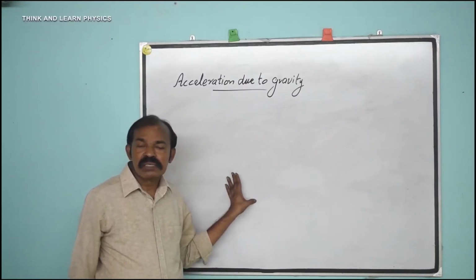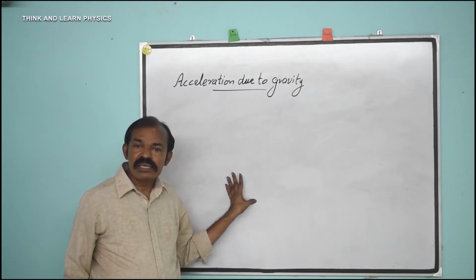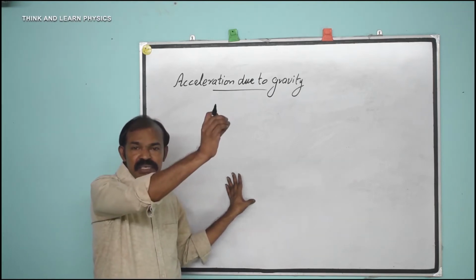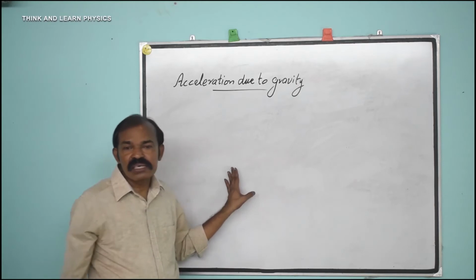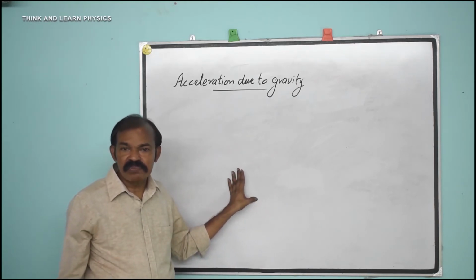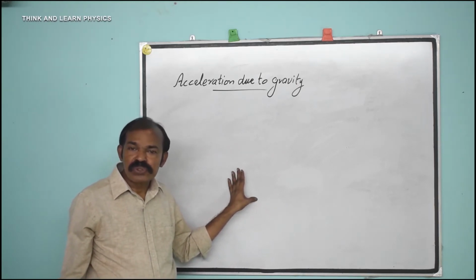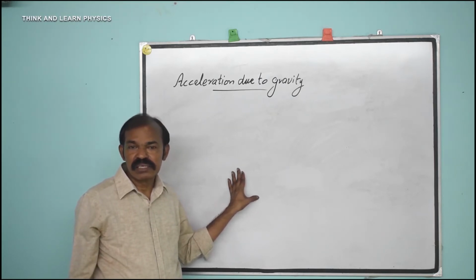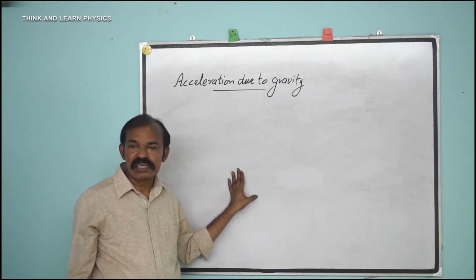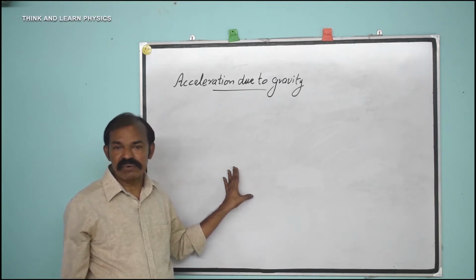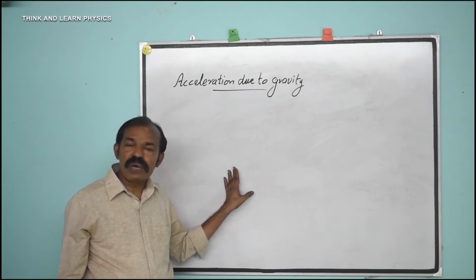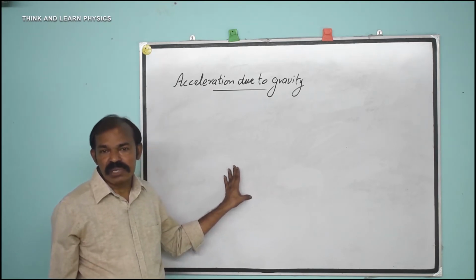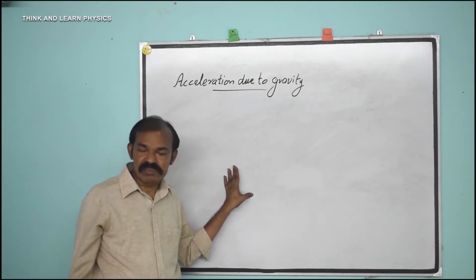Now we will discuss the motion under acceleration due to gravity. If you drop an object, it falls under gravity due to the acceleration produced by attraction of Earth, and that acceleration is called the acceleration due to gravity. It is uniform at a place. It is in the downward direction.